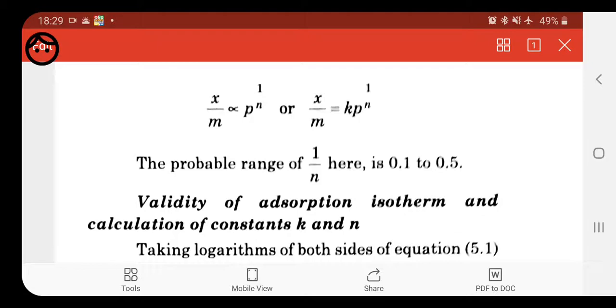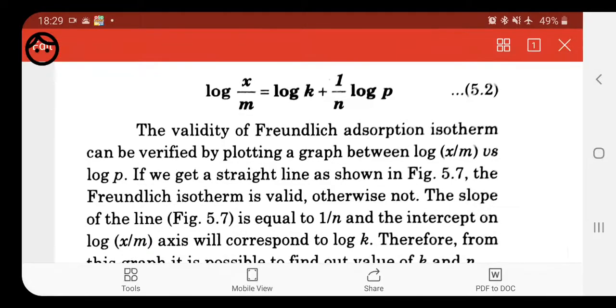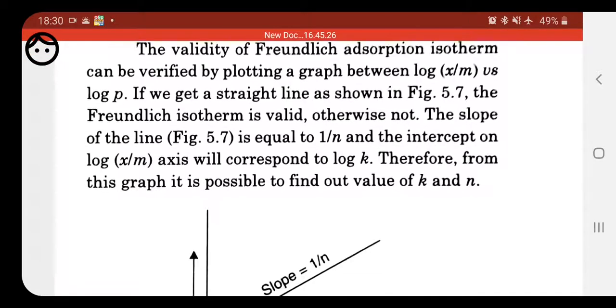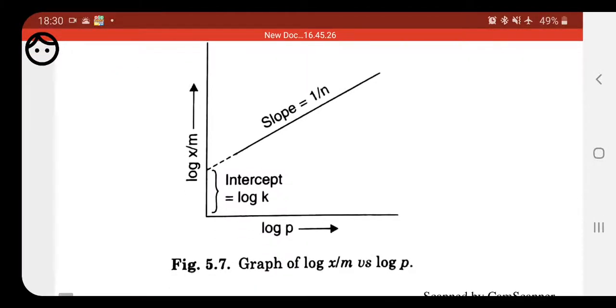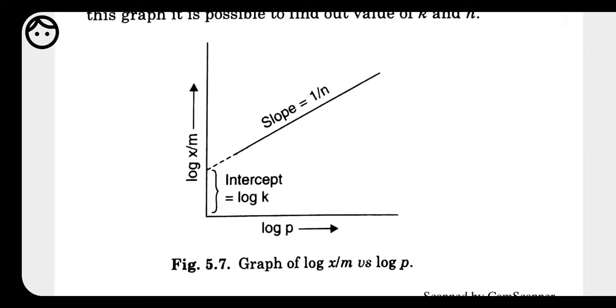So whenever we take the logarithm on both sides, we get log x/m equals log k plus 1/n log p. We can also represent this in the form of a graph: log x/m, that is the extent of adsorption, against log p, and we get a graph with a slope of 1/n.